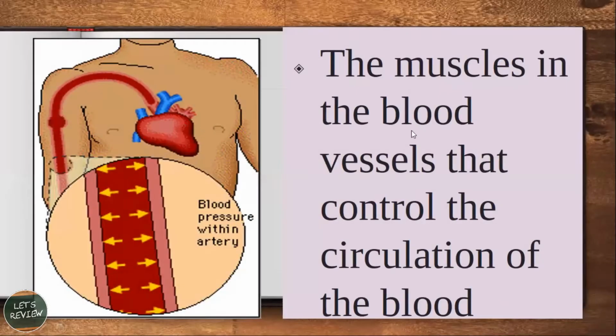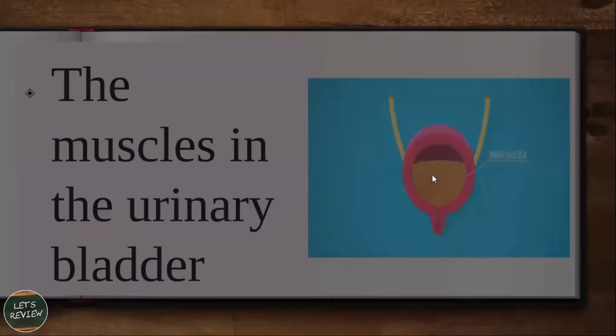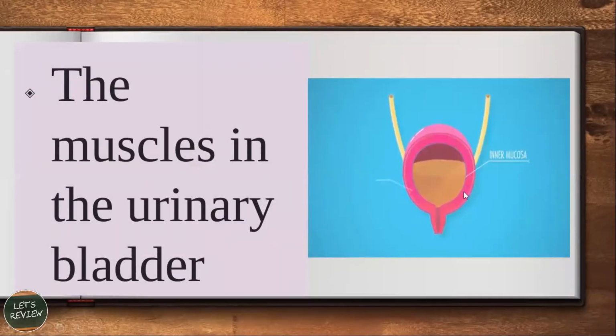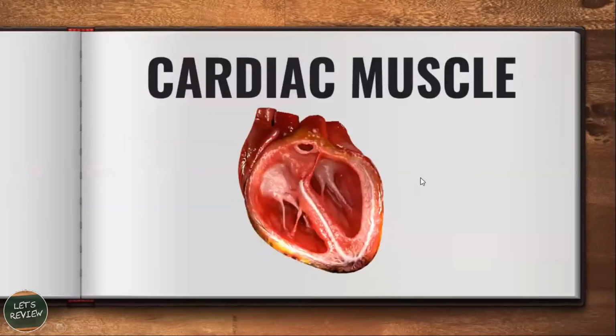The muscle in our blood vessels that control the circulation of the blood is also made up of smooth muscle. And even the muscles around the urinary bladder are made up of smooth muscle. They move whenever there's a trigger that will make them move.